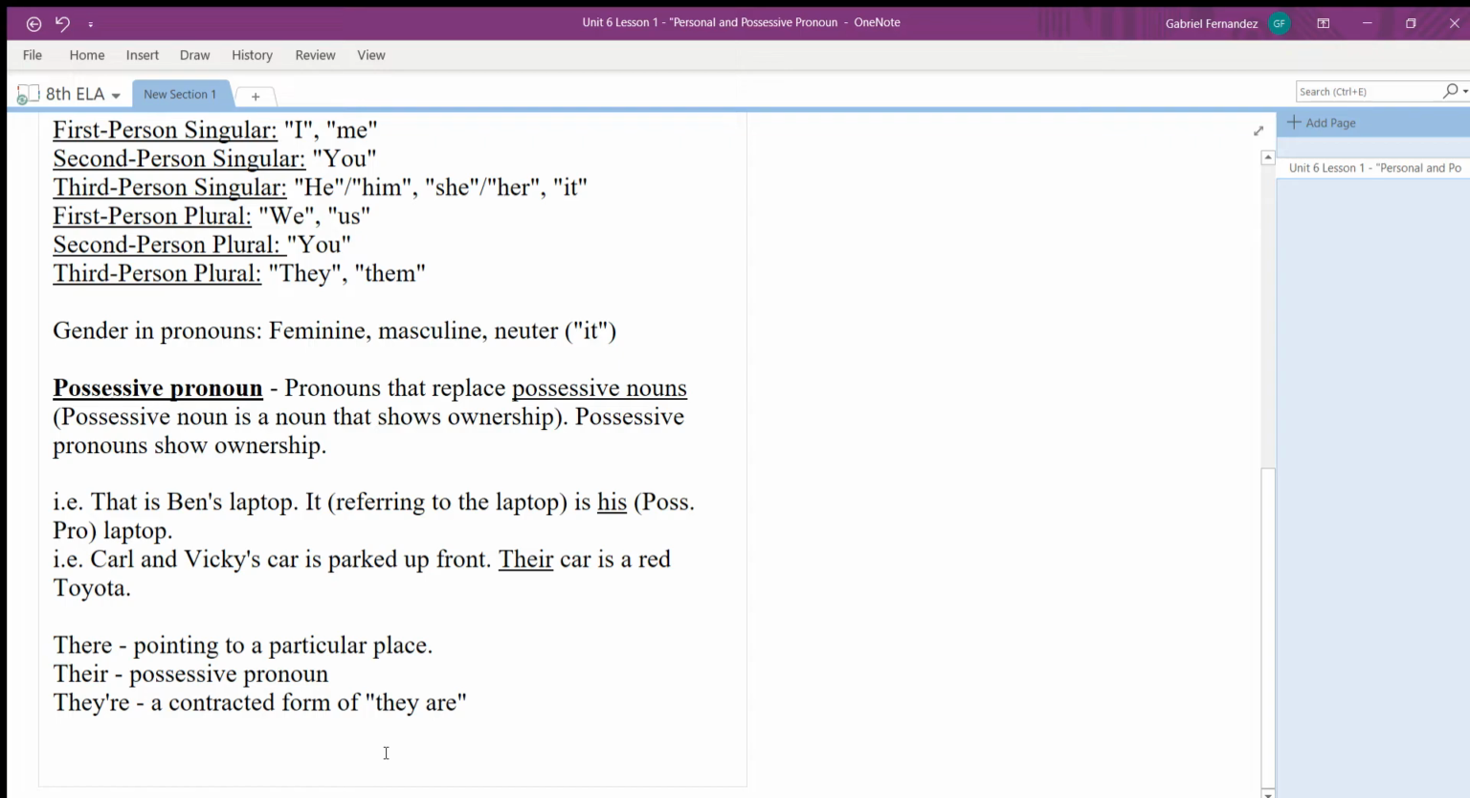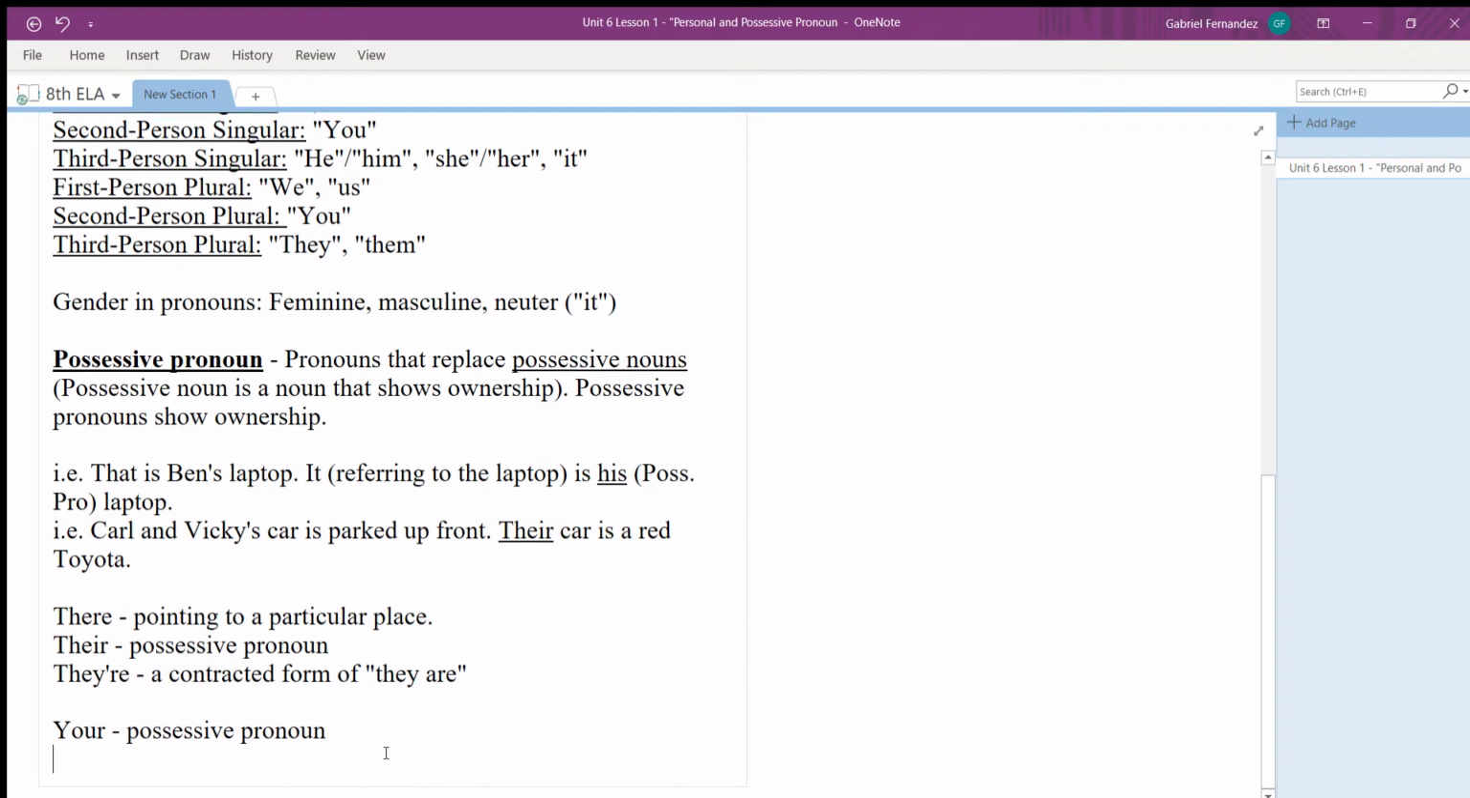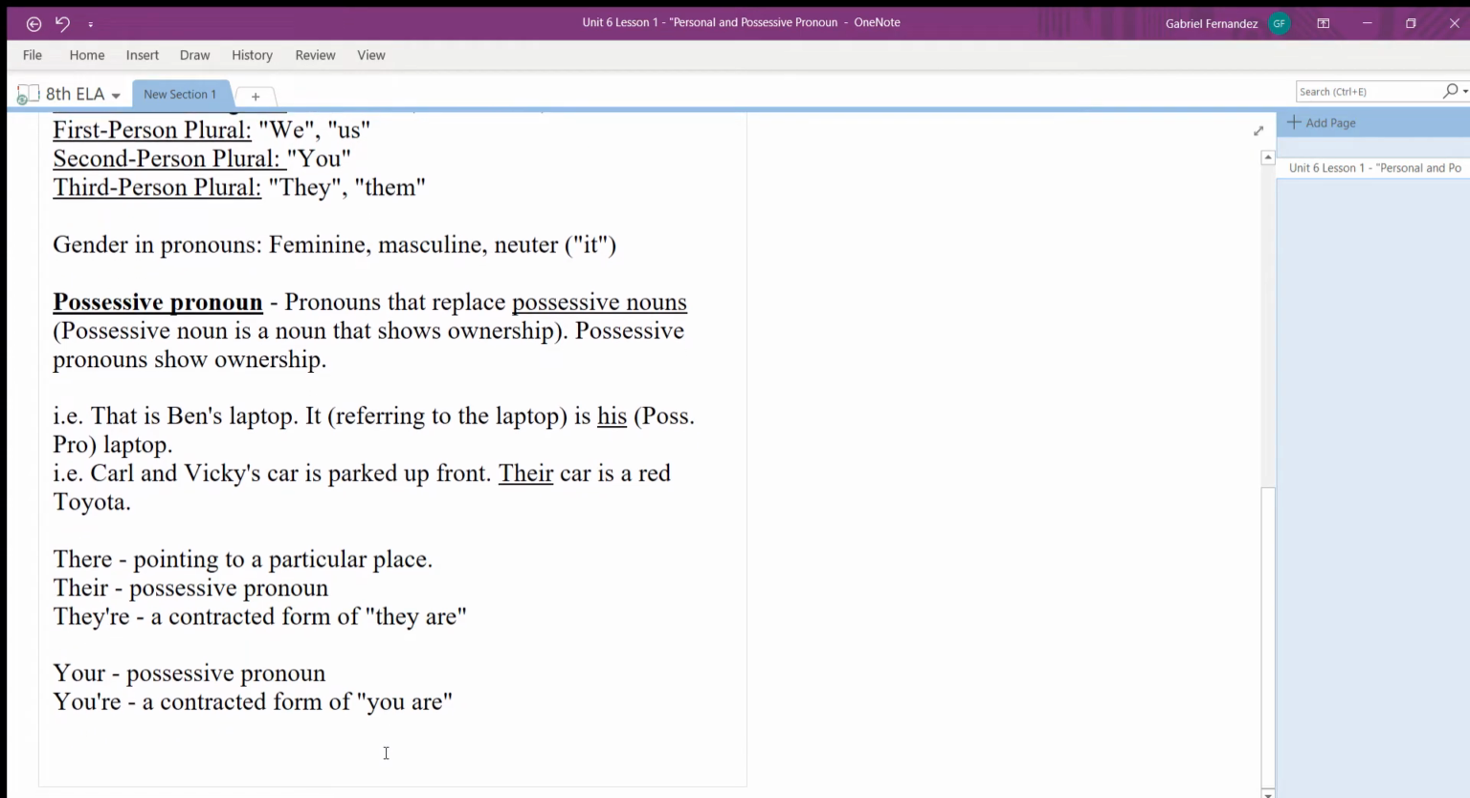Another common misconception with a possessive pronoun use would be the case of your. This is your book. Okay. Your is a possessive pronoun. Not to be confused with you're, Y-O-U apostrophe R-E, which is a contracted form of you are. You are beginning to get the hang of this, hopefully.